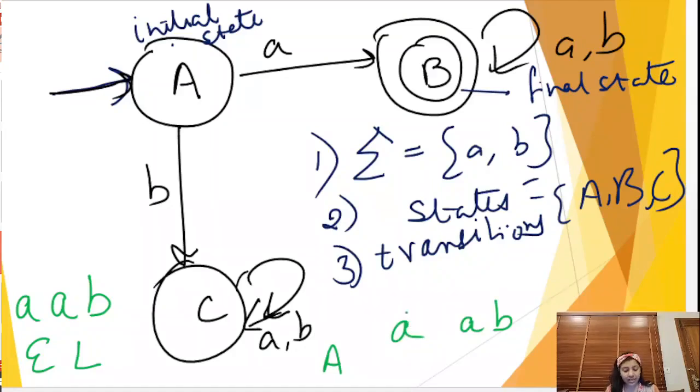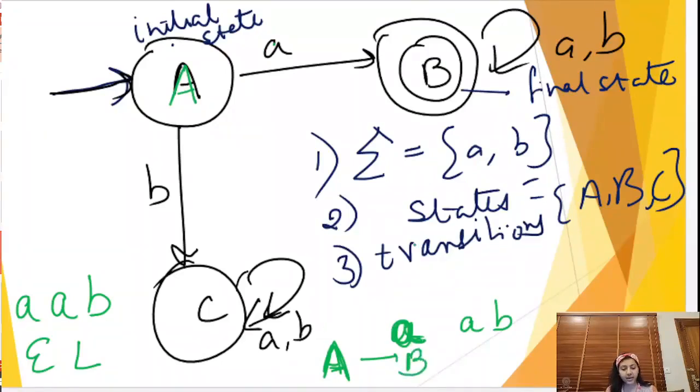Now, let's look at the string. What does it say? We have to check which state we are on and which symbol we are receiving. So I am on state A and I am receiving symbol a. Then what move do I have to take? I am on state A, I receive a symbol a, I go to state B. So on seeing this small a, I make a move to state B.